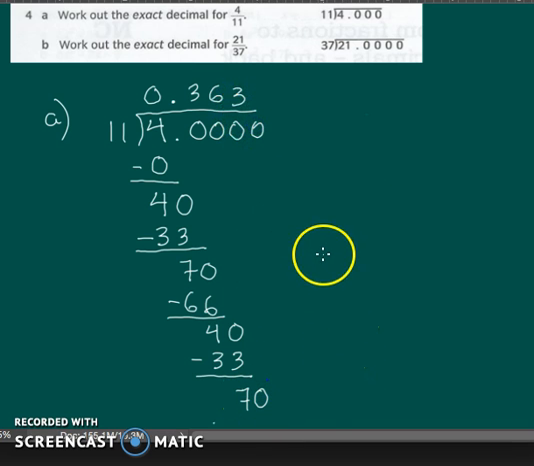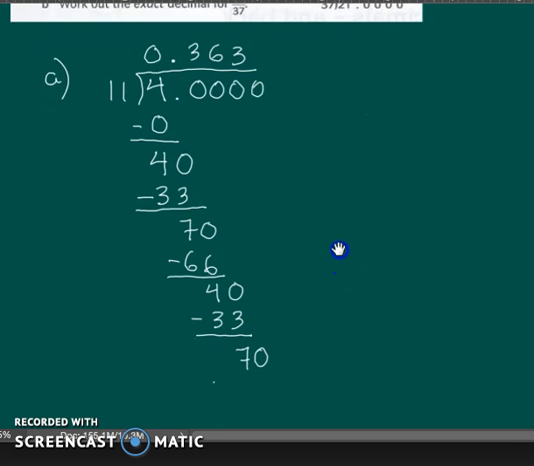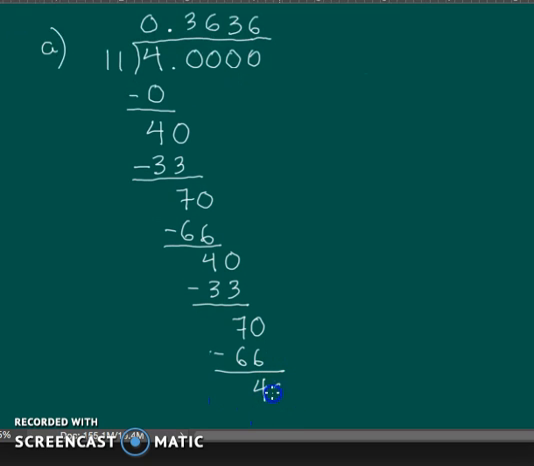How many times does 11 go into 70? Oh, we've already tackled that as well. So I know that it goes in 6 times. And 6 times 11 is 66. The difference between 70 and 66 is 4. And I'm back to 40.